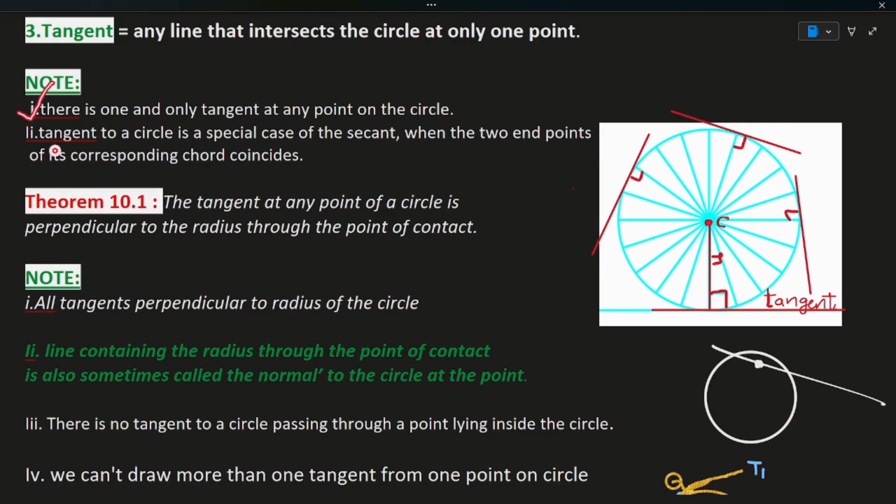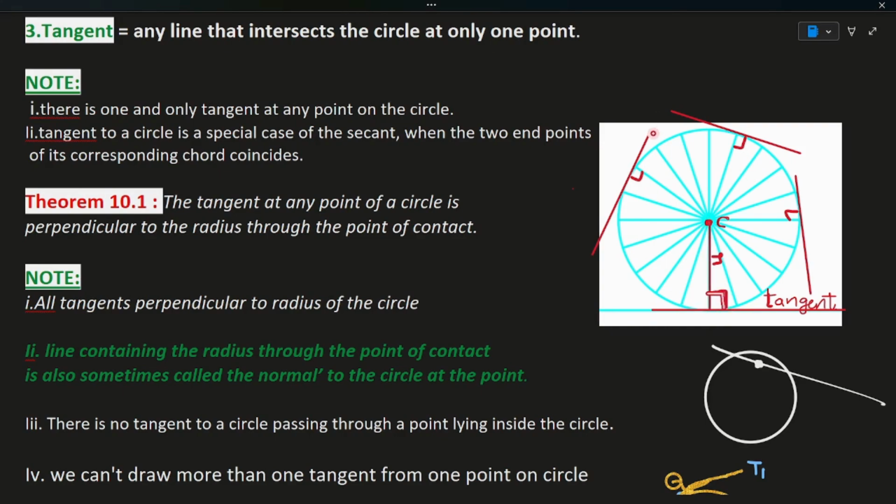Then come to point number two. The tangent to a circle is a special case of the secant when the two endpoints of its corresponding chord coincide. Theorem 10.1: The tangent at any point of a circle is perpendicular to the radius through the point of contact. Theorem 10.1 says that any tangent is perpendicular to the radius of the circle. See here, this is the tangent, this is the radius of the circle. These two lines are perpendicular to each other.